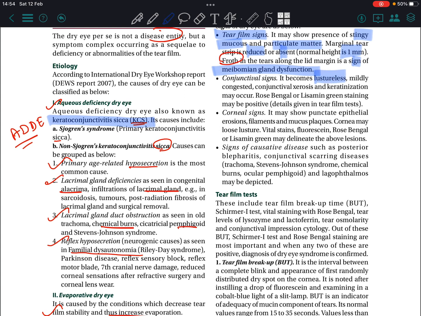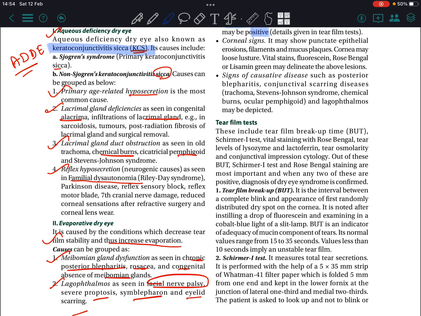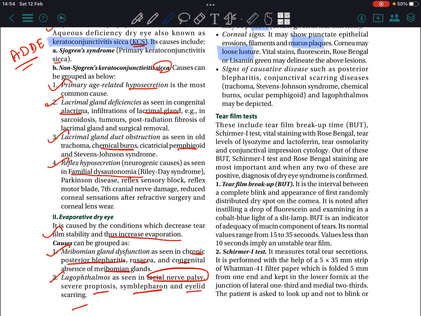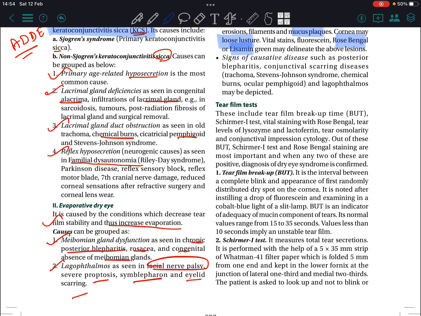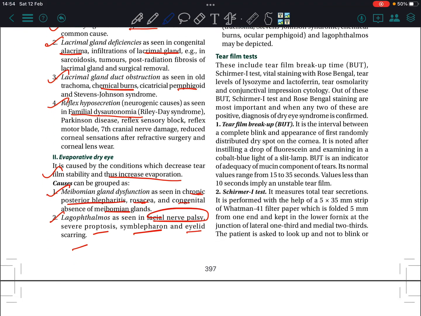Conjunctival signs: it becomes lusterless and mildly congested, conjunctival xerosis and keratinization may occur. Rose Bengal or lissamine green staining may be positive. Corneal signs may be punctate epithelial erosions, filaments, and mucus flakes. The cornea may lose luster. Vital staining with fluorescein, rose Bengal, or lissamine green may delineate the above lesions. Signs of causative disease, such as posterior blepharitis, conjunctival scarring, Stevens-Johnson syndrome, etc.